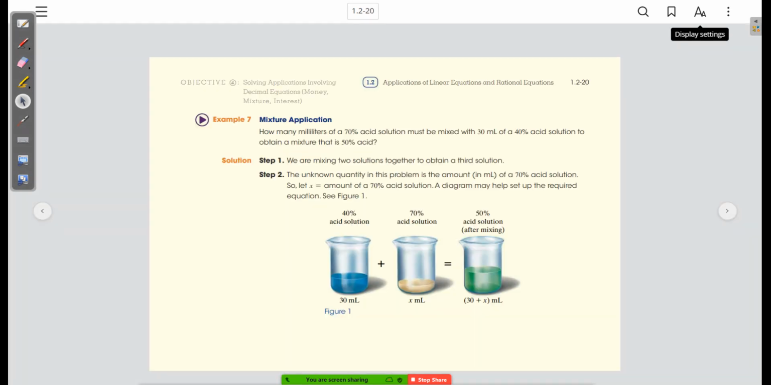Not to mention, excuse me, I'm showing you where you can find these problems, so you'll be able to go back and check your answer against the book.